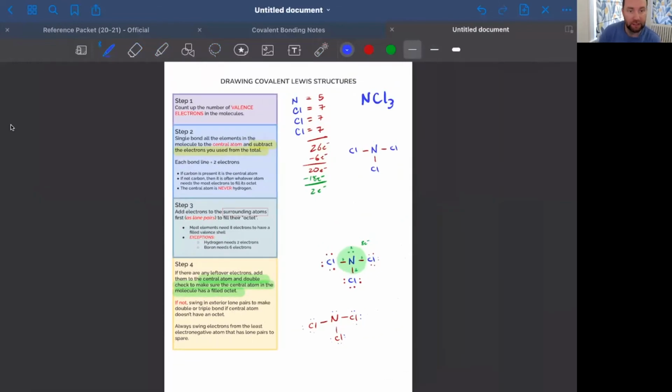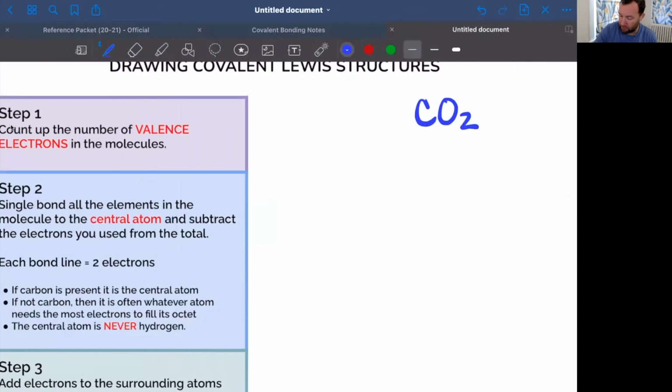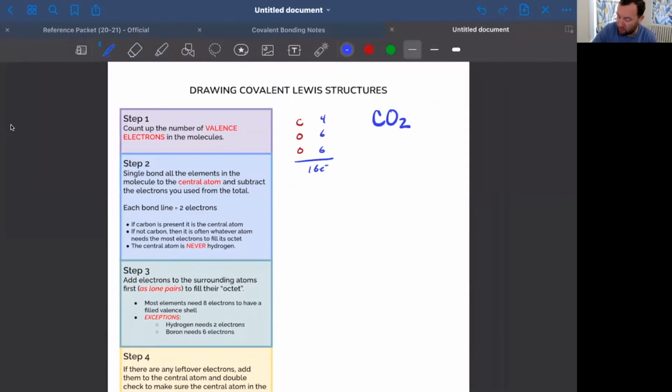Okay, let's try another one. CO2. So I'm going to do the same thing. I'm going to do carbon, oxygen, oxygen. Carbon has 4, oxygen has 6, oxygen has 6. That means there's 16 total electrons in this structure. Right? So carbon is going to be the central atom.